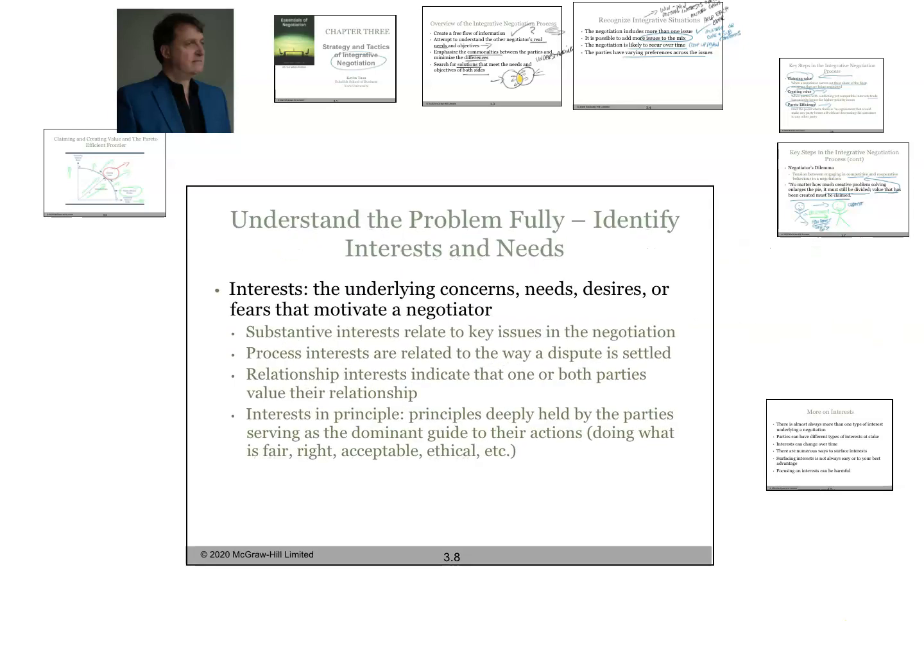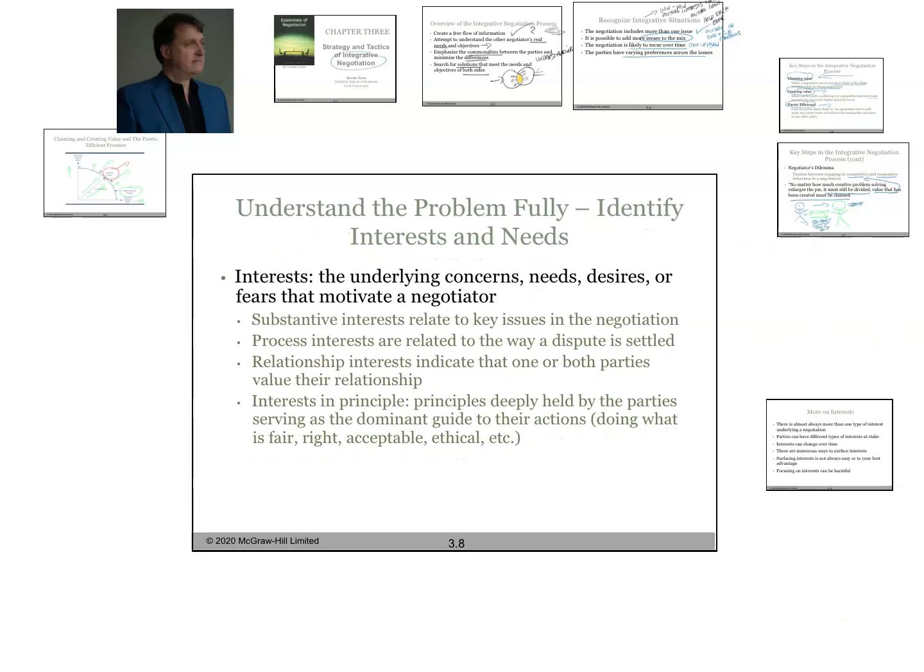Next, we're going to talk about interests, and this is the final topic for this part. Really important to understand interests.